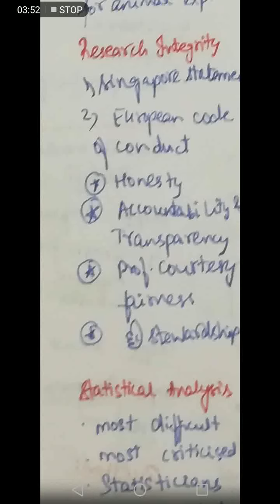It makes a few valid points, such as that the trial has to be honest, with accountability, and very transparent, meaning everyone will know what is happening. Every study subject will know what is happening to them. Professional courtesy and fairness: you have to treat everyone with dignity and stewardship.